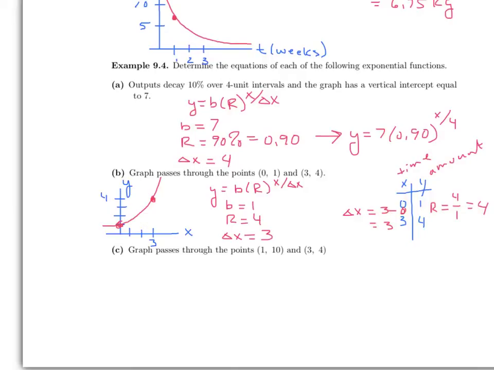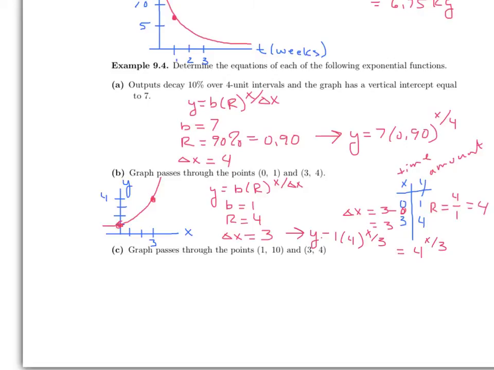So we found the b, the r, and the delta x. So from here we should be able to write down the equation. It's y equals 1 times 4 raised to the x over 3, which we could rewrite as 4 times x over 3.